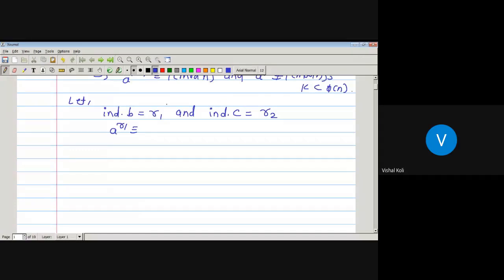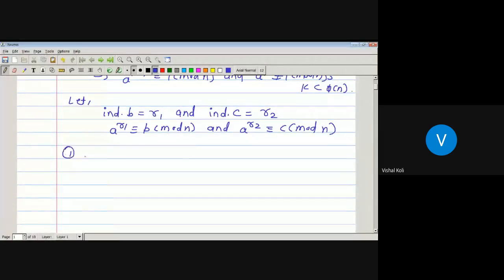a to the power r1 is congruent to B modulo n, and a to the power r2 is congruent to C modulo n. Since here we have taken index of B is r1 and index of C is r2, therefore, as a is a primitive root, a to the power r1 is congruent to B modulo n, and a to the power r2 is congruent to C modulo n. Now we will prove the first one.